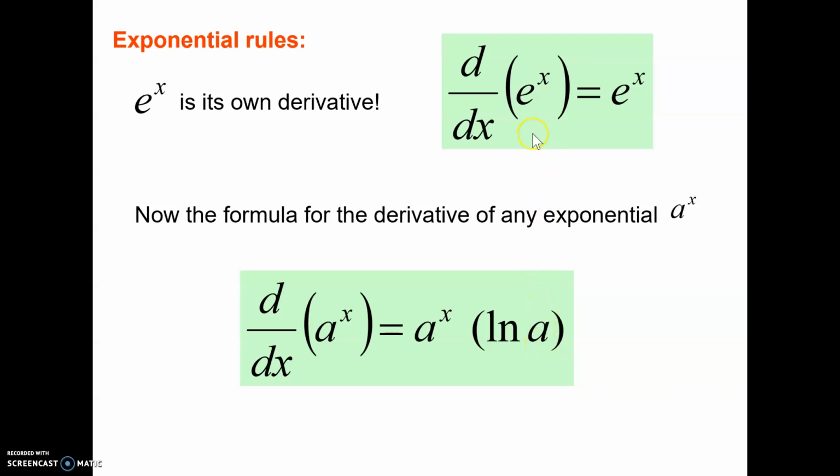Now if you put e into this formula, you would say, well, the derivative of e to the x is equal to e to the x times the natural log of e. But we know from our previous math experience that the natural log of e is actually equal to 1, so that's why the derivative is itself.